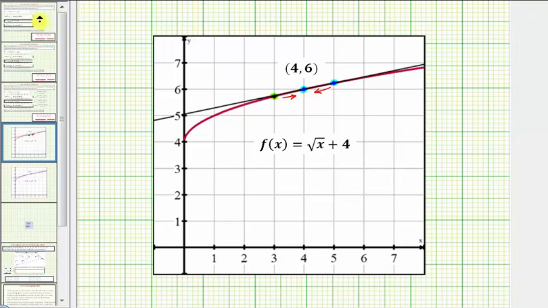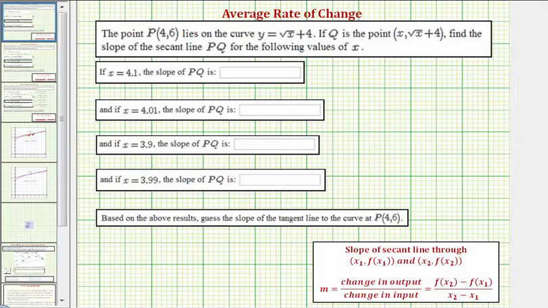So going back to our example, because we're given y equals the square root of x plus 4, we know f of x equals the square root of x plus 4. And because we're given the point (4, 6), of course we know that f of 4 equals 6. Let's begin by determining the 2 points we'll use to find the slope of the secant lines. So we know for each secant line, we'll be using the point (4, 6), and we'll use the given x value to find the coordinates of the second point.